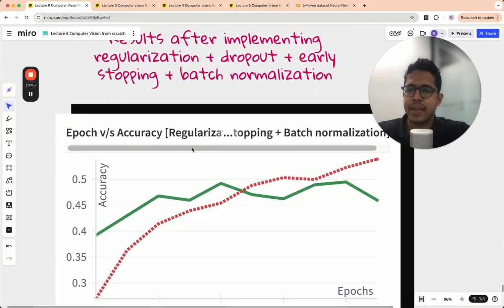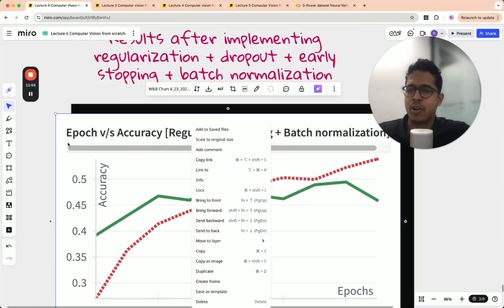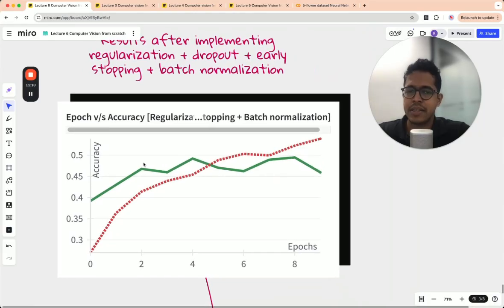After implementing everything, regularization plus dropout plus batch normalization plus early stopping, our accuracy looks like this. The red curve is the training accuracy and green is the validation accuracy. Validation accuracy, after 9 epochs, has touched close to 0.5. This drop is not necessarily a sign of overfitting yet, because such drops have happened before and then it has again started to improve, and training accuracy is still continuously improving. So we have prevented overfitting as much as possible.